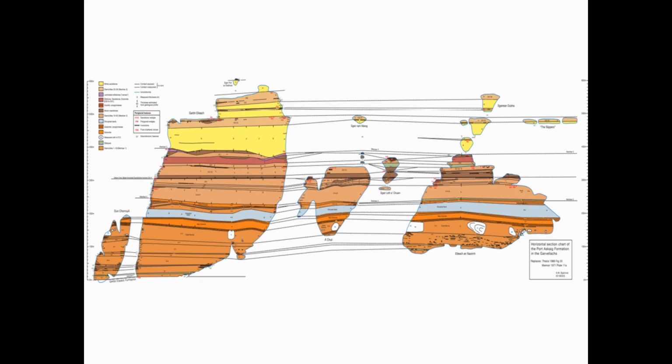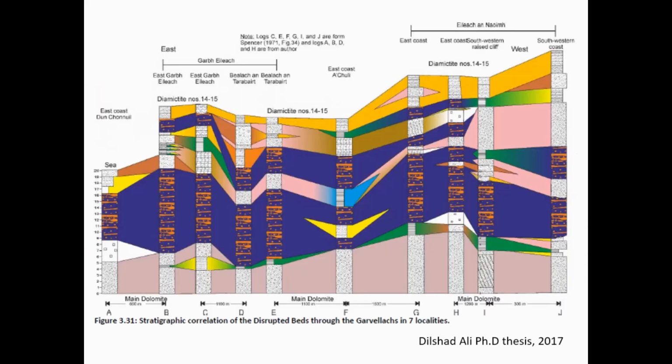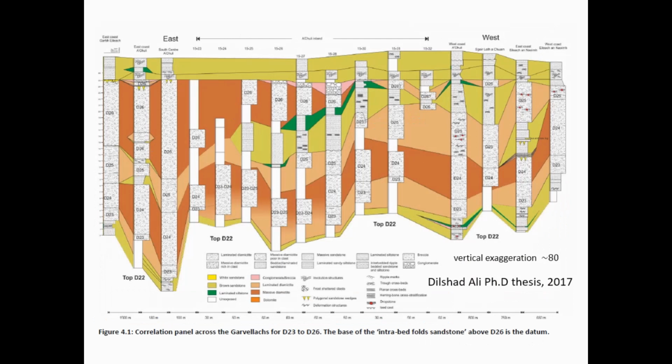And if we look in more detail, for example, these are a couple of diagrams from Dill Shadali's thesis. It doesn't matter what the colours are, they're facies groups, but they show that there aren't major changes going across this picture. So these are a series of stratigraphic columns on the Garvellach Islands from east on the left to west on the right. And the vertical exaggeration here is extreme. It's about times 80. And this is from member 1 and another one from member 2.